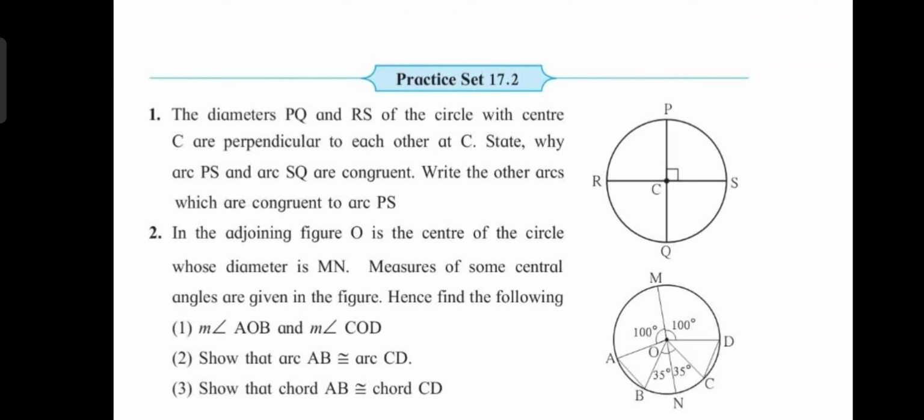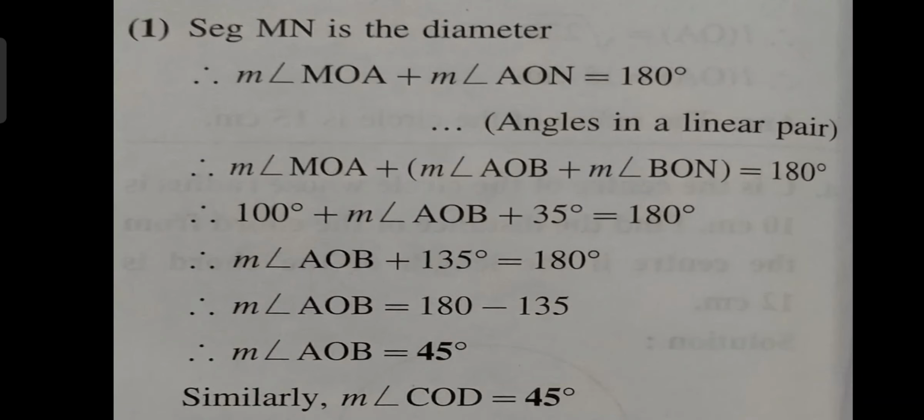Now we can see here that angle AOM is 100 degrees, MOD is 100 degrees. We have BON that is 35 degrees, CON is equal to 35 degrees. It has already been given in the figure. So hence find the following. The first one is measure of angle AOB and measure of angle COD. The second one is we have to show that arc AB is congruent to arc CD. And the third one is to show that chord AB is congruent to chord CD. So thus we will solve the question.